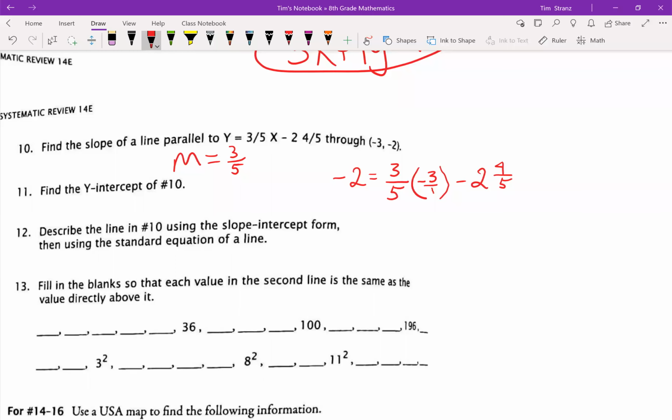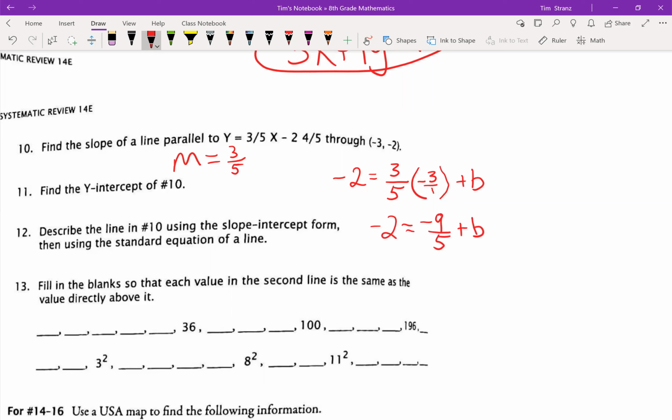In fact, I'm going to erase, sorry, the last part of this because we're trying to find out what b is. That was the y-intercept of the last equation. So we're trying to find out what b is. There we go. So negative 2 equals 3/5 times negative 3 plus b. And we've got to find out what b is. Okay, so first let's put 3/5 and negative 3 together. If we do that, I'm going to rewrite this equation. I got negative 2 equals negative 9/5 plus b.